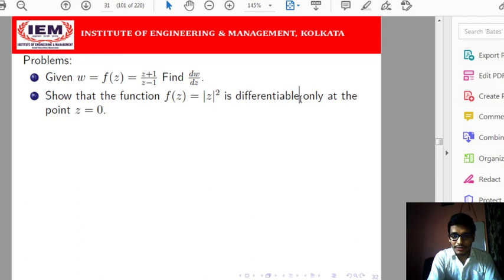So only differentiable means you need to do two parts. First you need to show that apart from z = 0, it is not differentiable at any other arbitrary point. And whenever we are considering z = 0, the function is differentiable. So here you need to use the definition. And for the first problem, since you need to find dw/dz, it is already provided that the function is differentiable. So you just need to use the quotient rule.